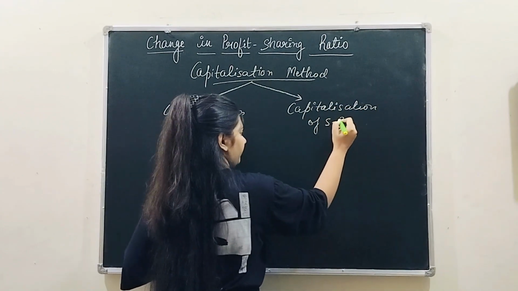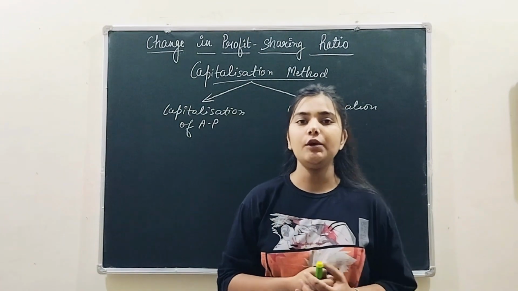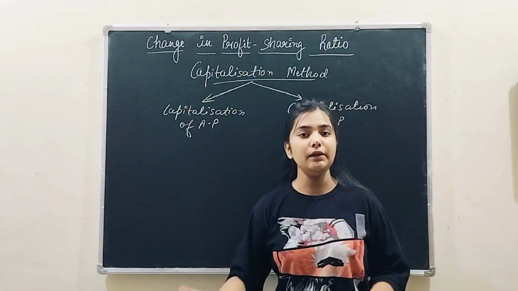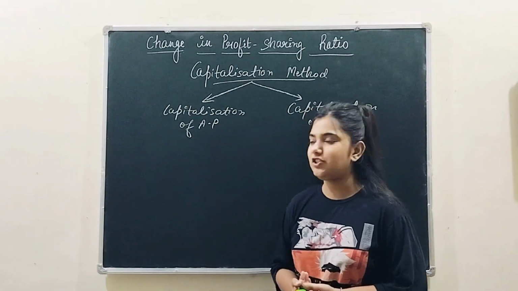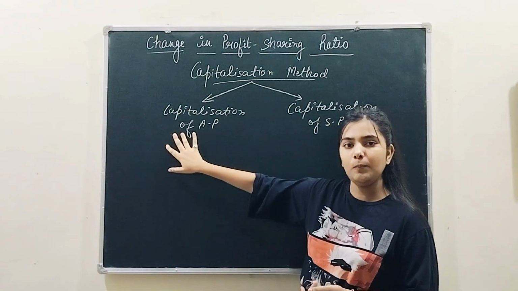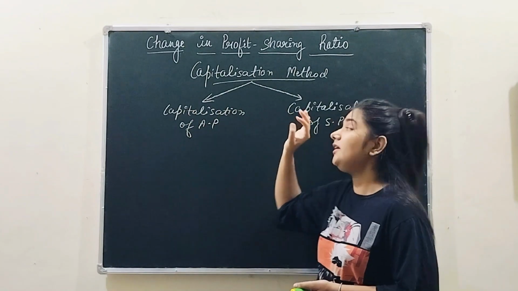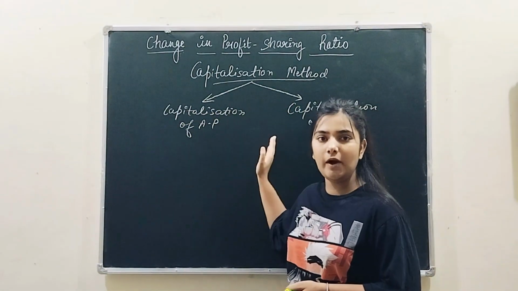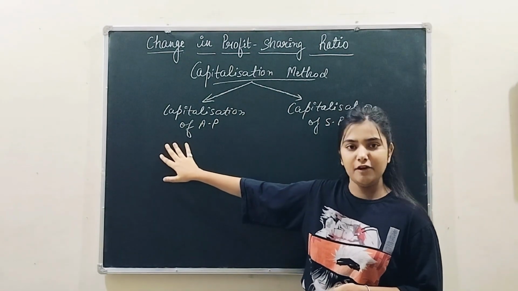Super profit, right? So in the last few videos we learned about your average profit and your super profit. Now comes another method which is about the capitalization. So it is divided into two parts: your capitalization of average profit and your capitalization of super profit. Now we are going to take one by one. First of all, we are going to start with average profit, right?